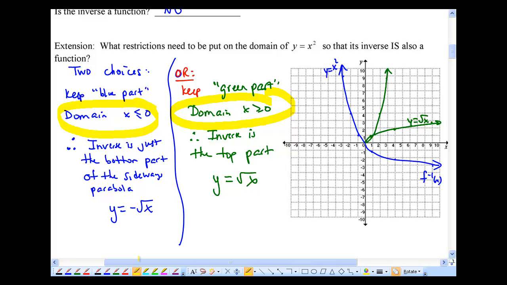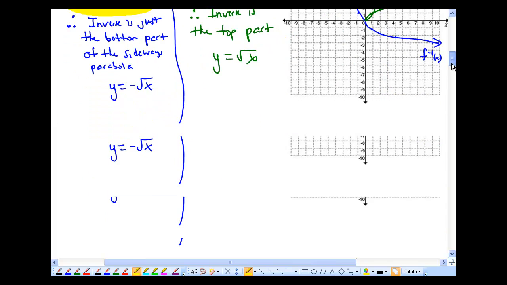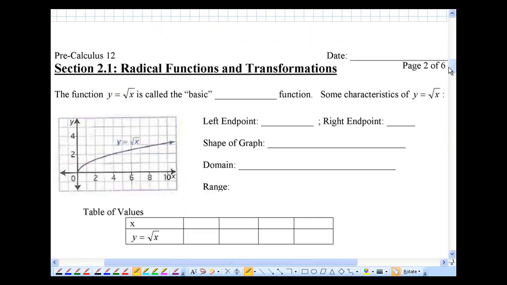Okay, now why is this important? Well, if you turn the page now, ultimately, this function y equals root x is really the basic square root function. Square root, or sometimes the more proper term is the radical function. And here are some quick characteristics of the y equals root x, or the radical function. The left endpoint of this basic function is always 0, 0. As its right endpoint, well, there is none, because it goes on and on and on forever to infinity.